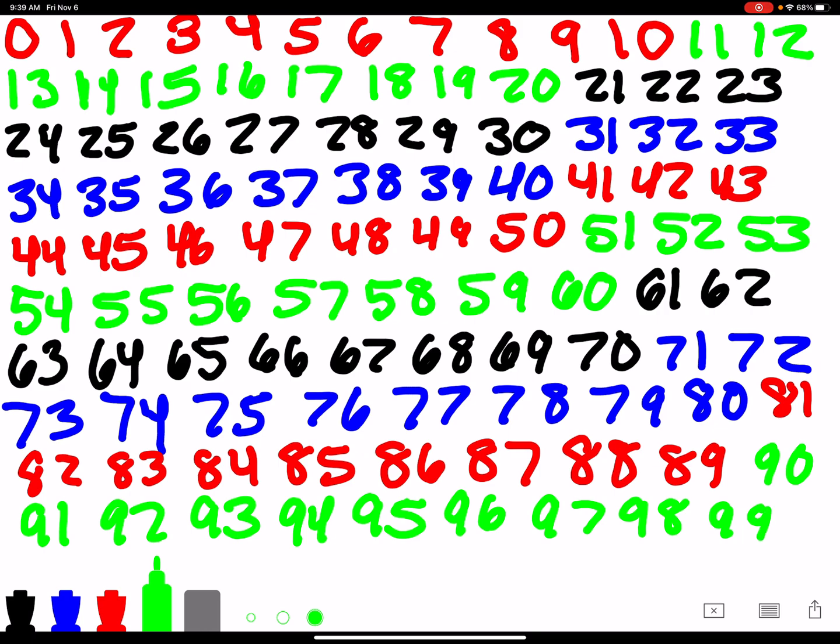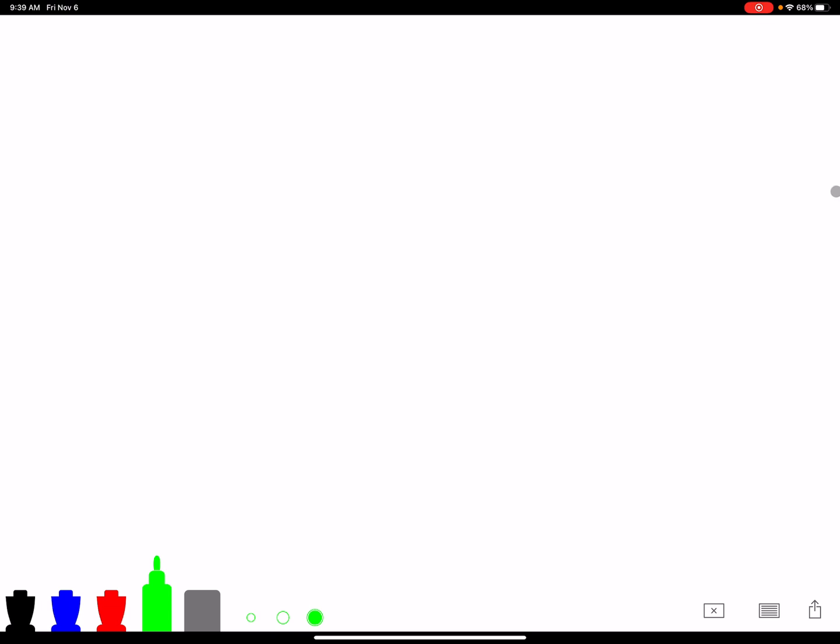What do you think? What comes next after 99? Shout it out loud. Nice and loud. 100. So I'm going to clear this page. We counted from 0 to 99 on this page, and now we're going to start fresh on 100. And we're going to count to 130.